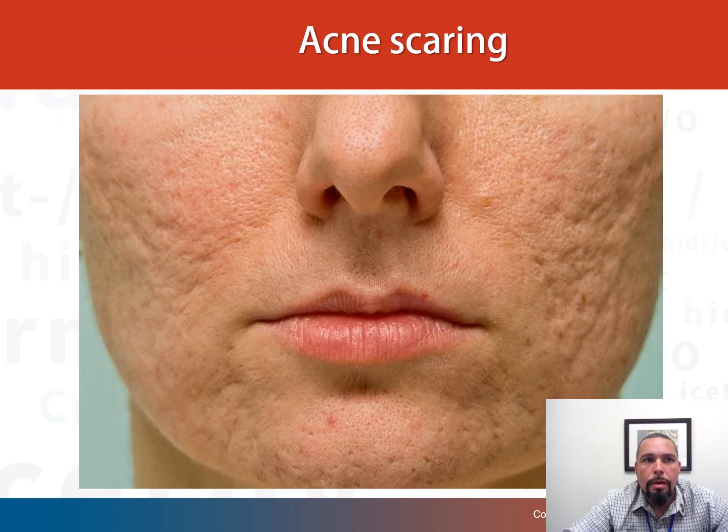Here's an example of what that acne scarring looks like. Again, it doesn't always happen. This is a chronic condition. This happens when somebody's had acne for multiple years, and the skin can only take so much.